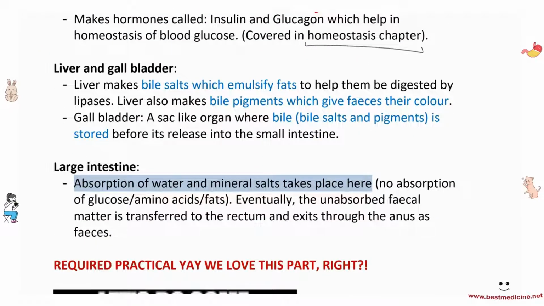Liver and gallbladder. The liver makes bile. Bile is made up of 2 things. Bile salts, which help emulsify fats, and bile pigments, which give feces their color. The gallbladder is a sac-like organ, which really has no important role except for storage of bile. So you store the bile here until you eat the fats.